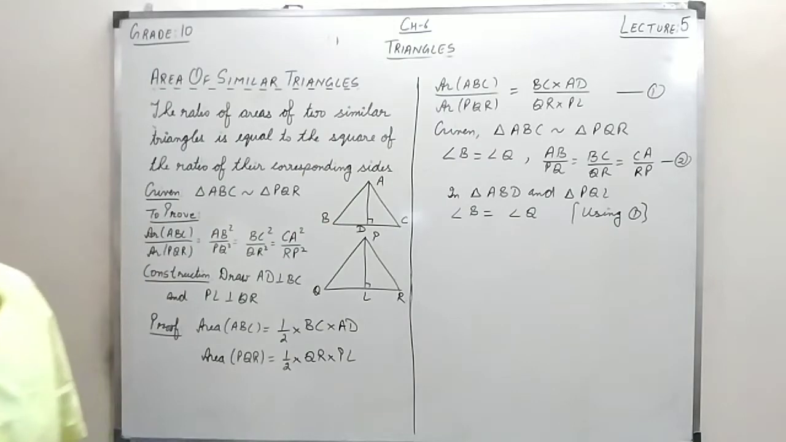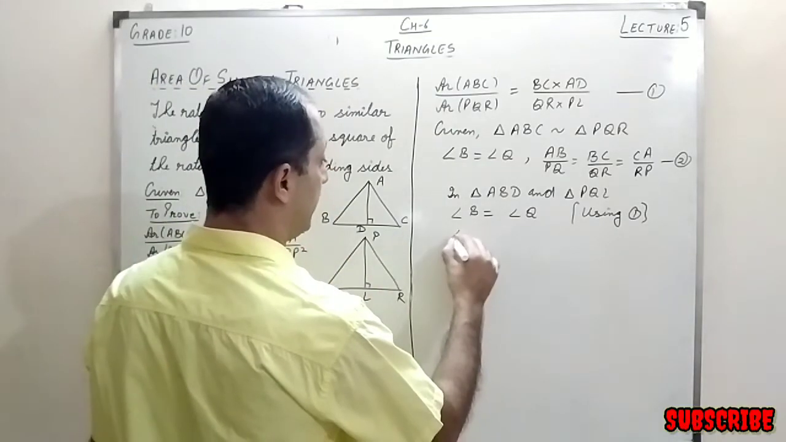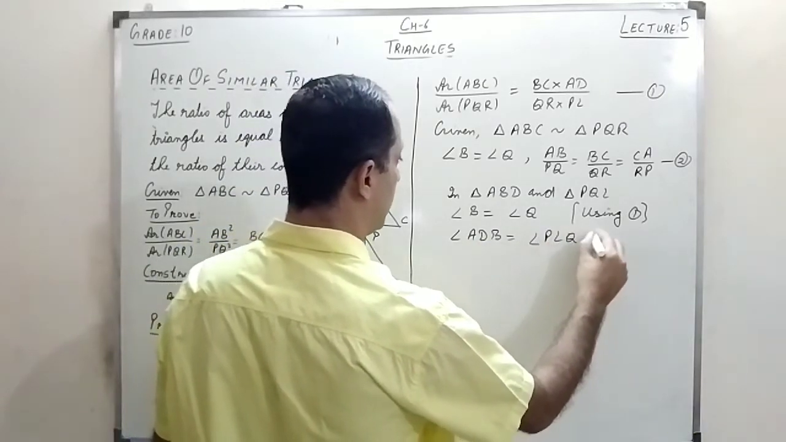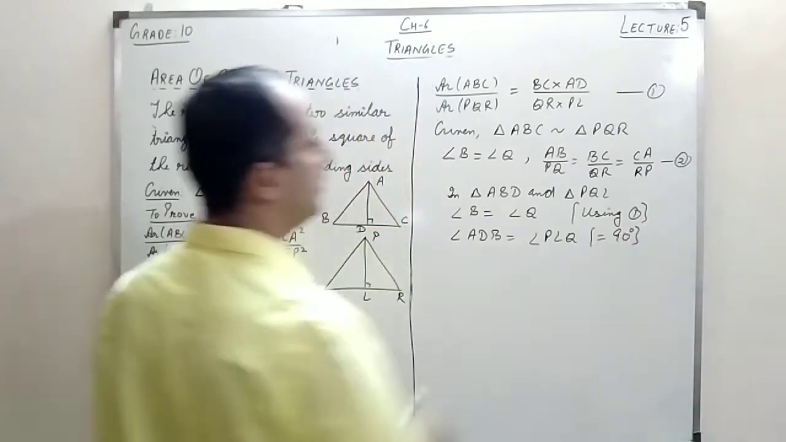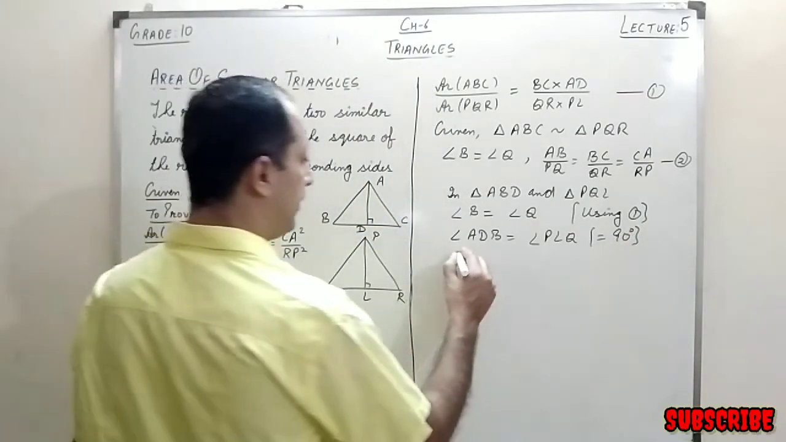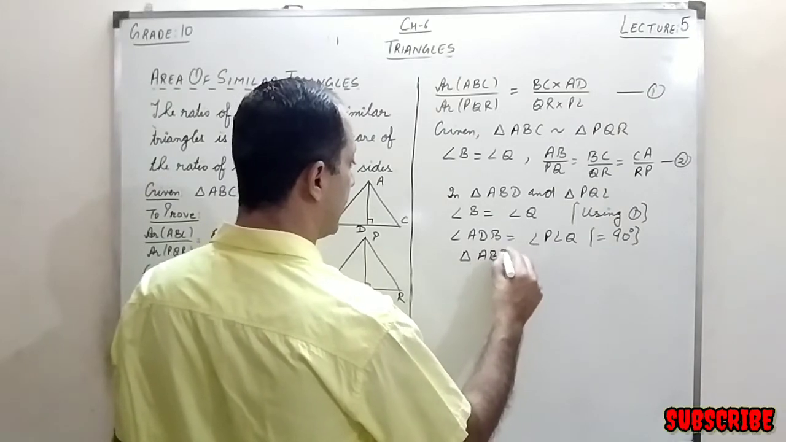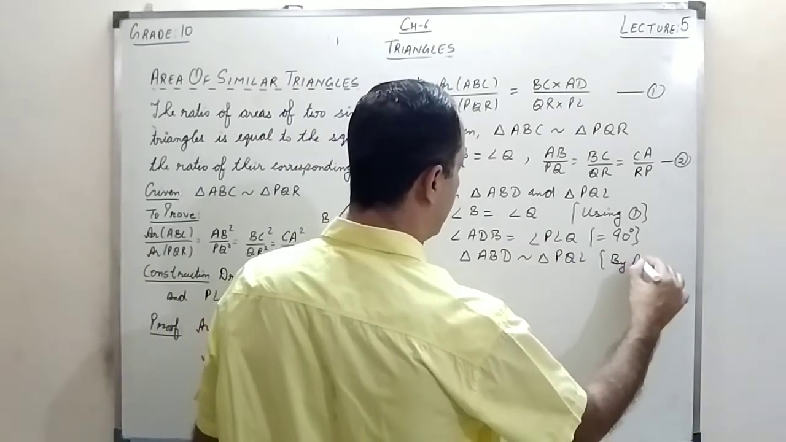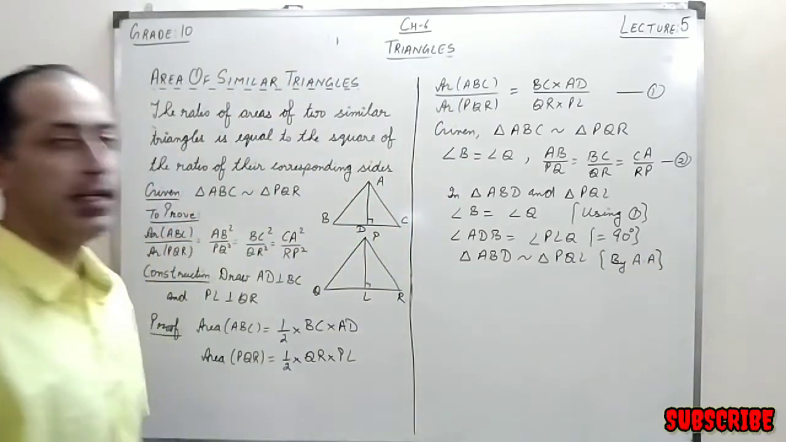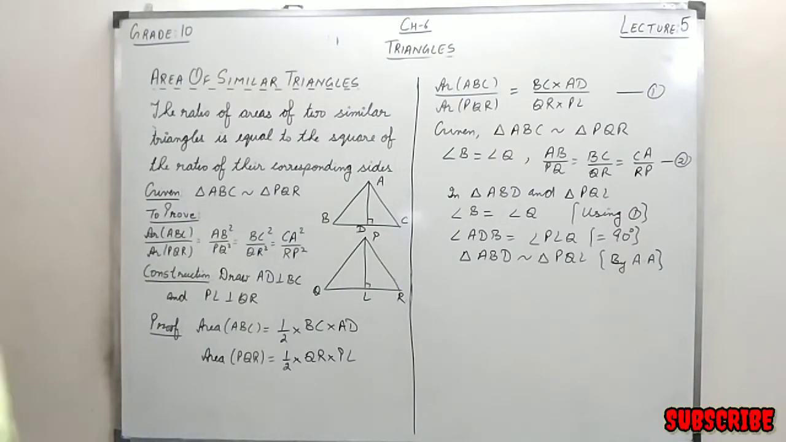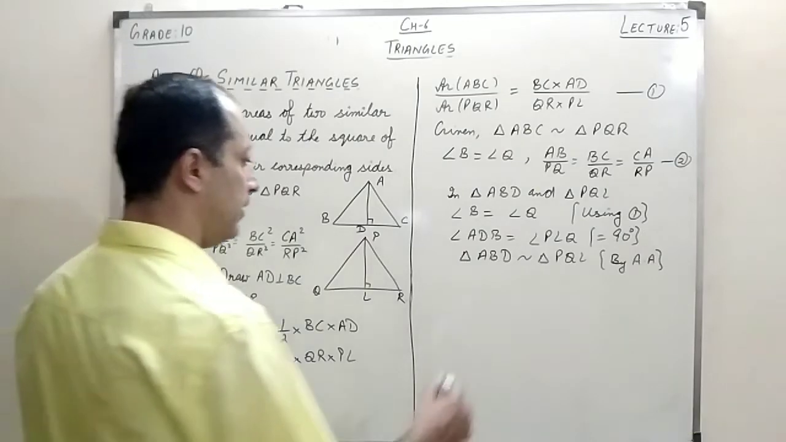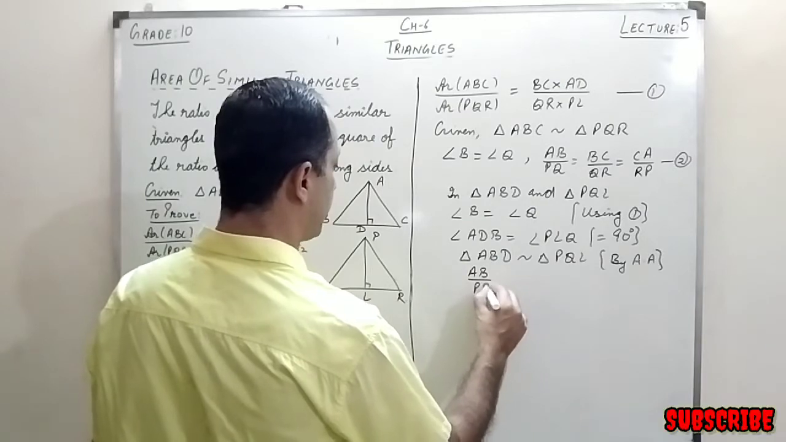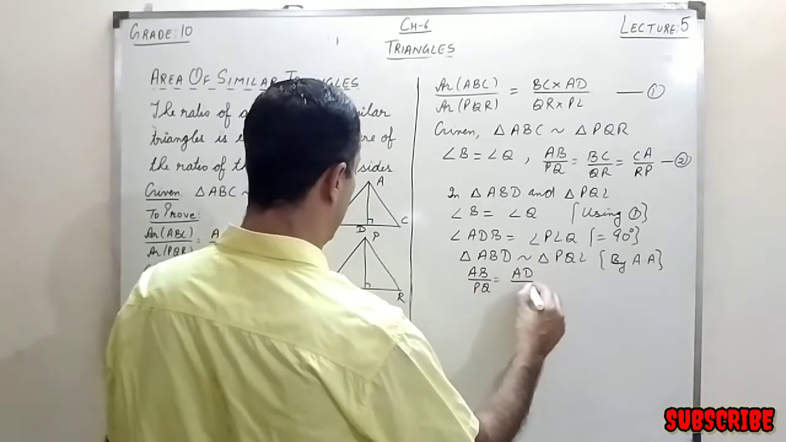What else? One angle is of 90 degrees. So we have angle ADB equal to angle PLQ, and we write this as equal to 90 degrees. So I can say triangle ABD is similar to triangle PQL, and the property is AA. So by AA similarity, both the triangles are similar. Now when the triangles are similar, obviously the ratio of the sides would be equal. So I write AB upon PQ is equal to AD upon PL.